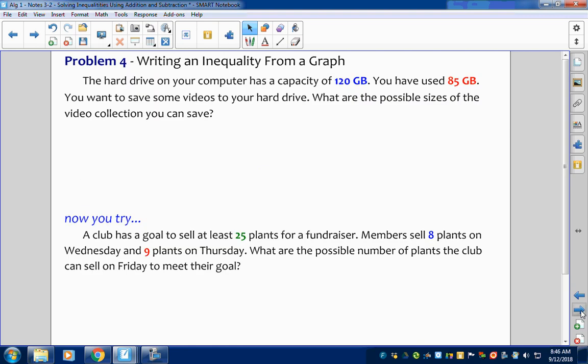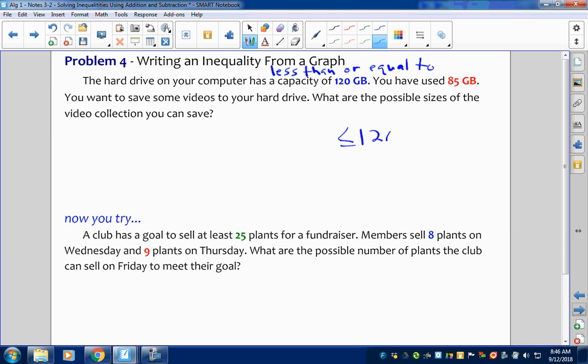All right, the hard drive on your computer has a capacity of 120. That means this is another way of saying at most or less than or equal to. So the word capacity means that's at most what it could hold, or it has to be less than or equal to 120 gigabytes. So I would just write the symbol less than or equal to 120. We're going to set up an inequality, and then solve it to answer the question. So it has to be less than or equal to 120.